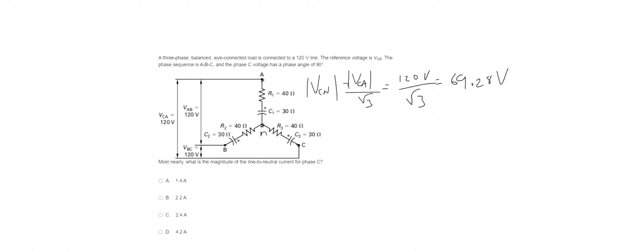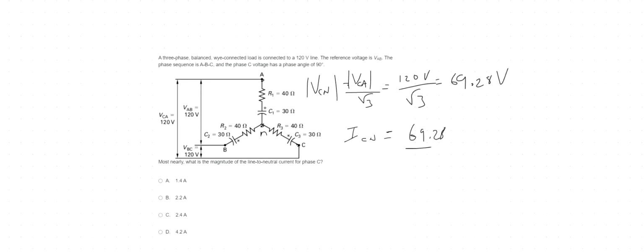Okay. So once you get that, now realize they're asking for the line to neutral current. But if you have the voltage, how do you find the current? If you have the voltage and the impedance. So that's gonna be ICN, right? What is the voltage? 69.28 divided by the impedance.